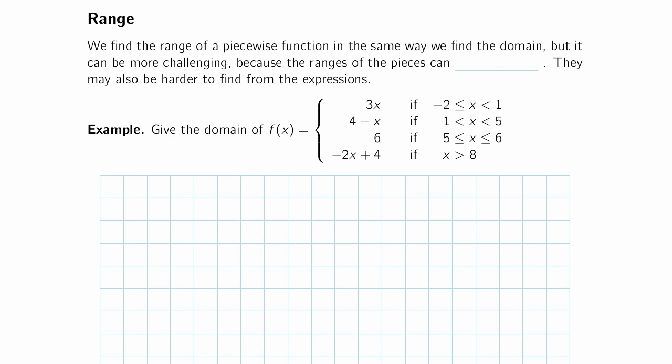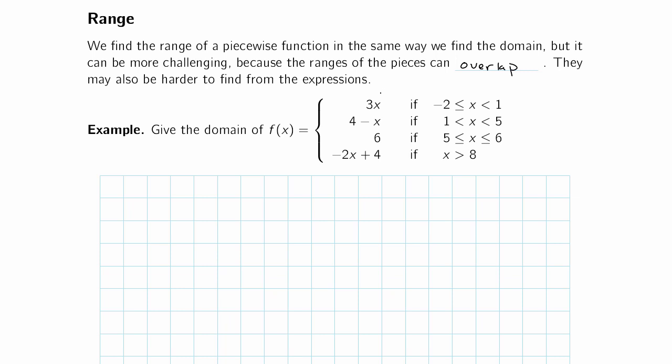The range of a piecewise function can be a little bit harder to find than the domain, mostly because the pieces of the range, unlike the pieces of the domain, can overlap each other. We also have to deal with the fact that while the expression of the function outright tells us what the pieces of the domain are, we need to do some work to figure out what the pieces of the range are.